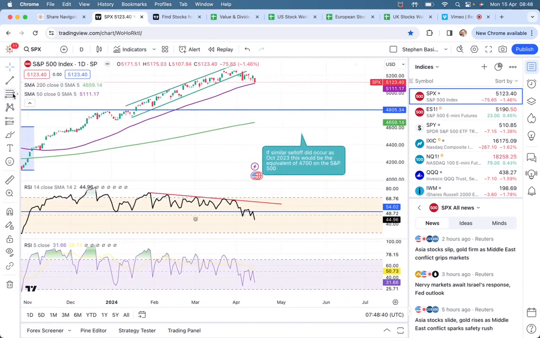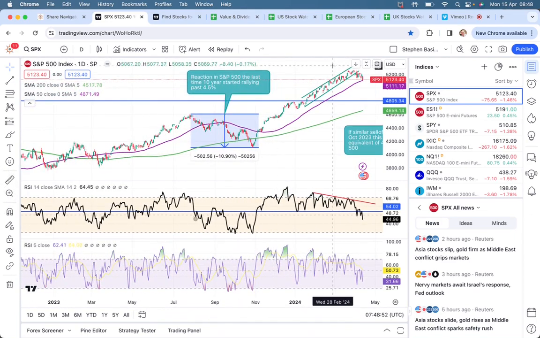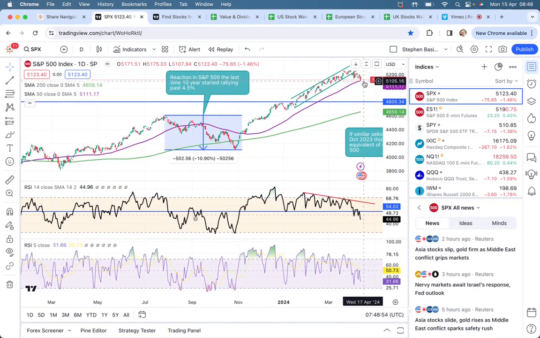But now if we were to actually draw resistance and support lines, you can see our lows are getting lower in the short term, and our highs are getting lower as well. So it's making this rolling downtrend at this moment in time. And we've made a bit of support here at the 50-day moving average.